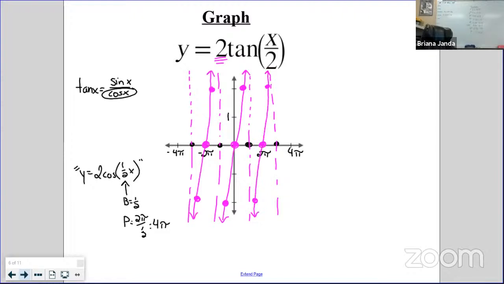Questions? Yes. If we don't put the arrows, will we get counted off? No. Other questions?